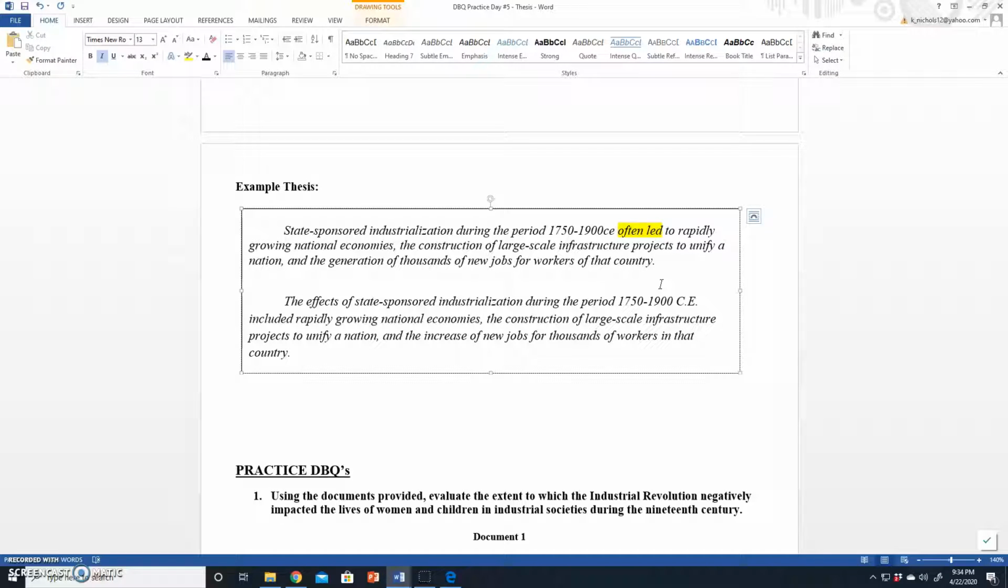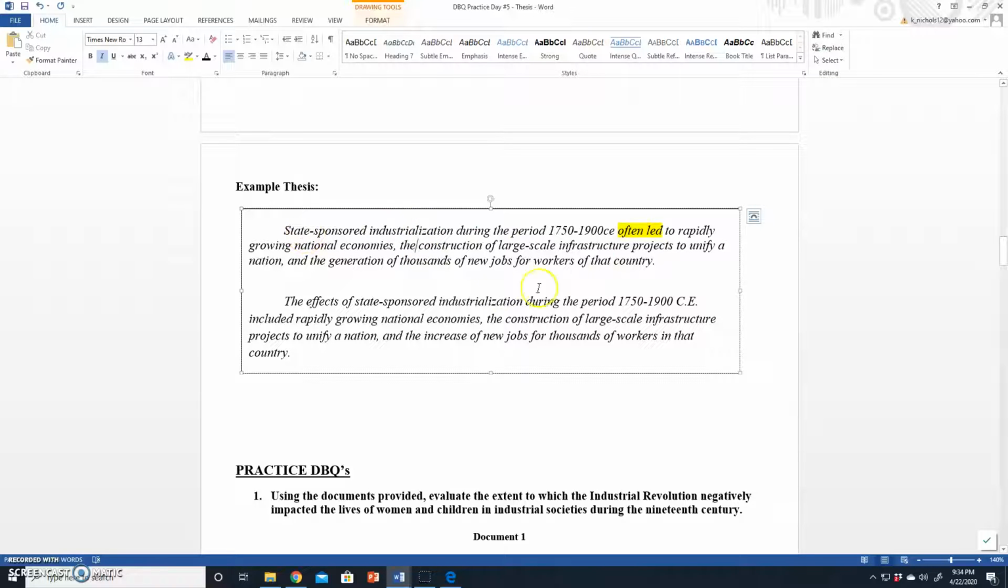Now, could you do it with two? You probably could, but I encourage you to practice doing three. It's going to help you in the long run, I believe. So it led to rapidly growing national economies. That is my argument. State-sponsored industrialization led to rapidly growing national economies. There's that word again, national. That's key. That relates back to what the prompt is about.